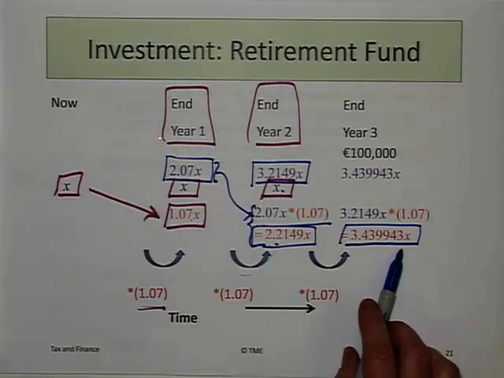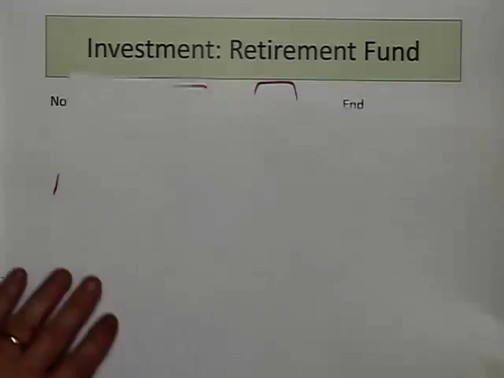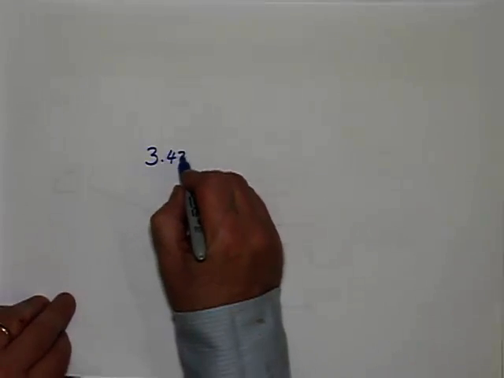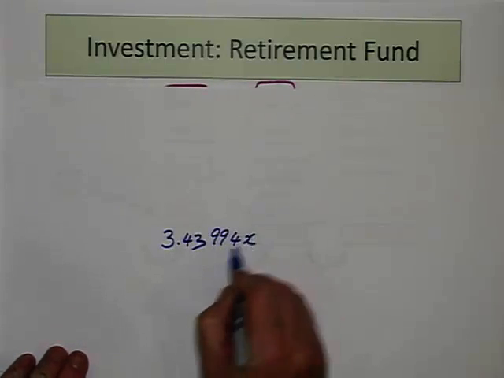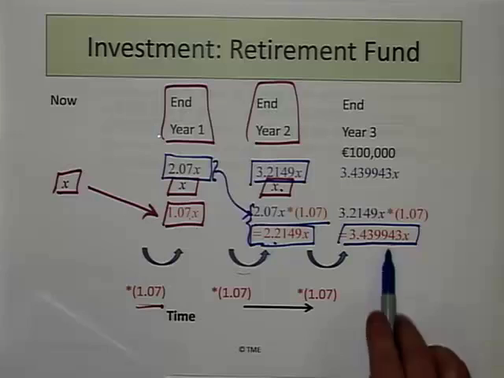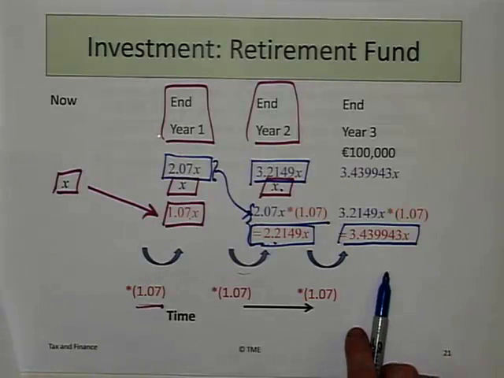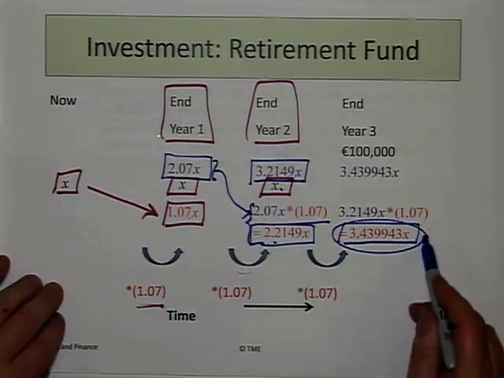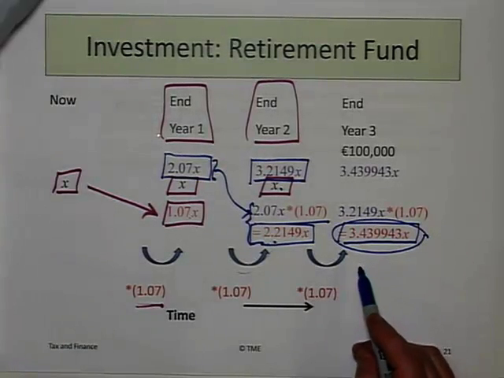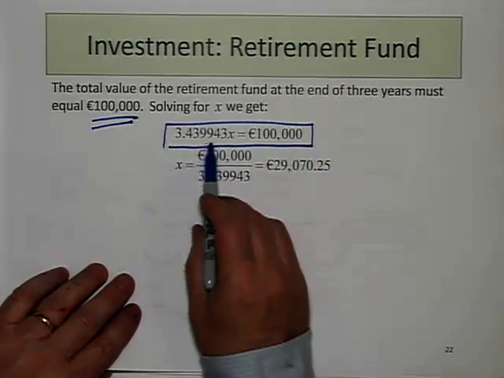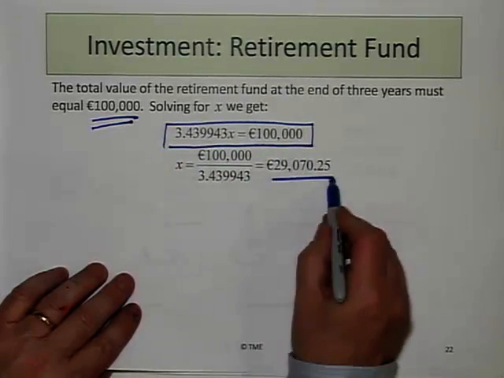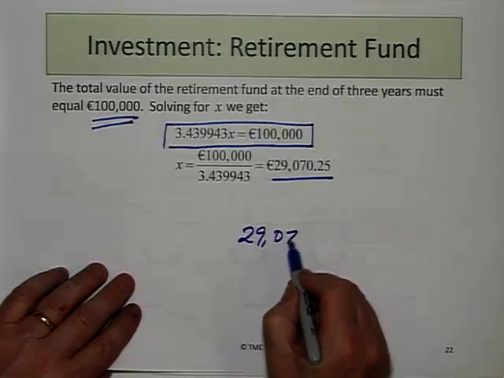3.439943X. So what she has is 3.439943X. But what do we want that to be? Well, Sorika wants 100,000 euro. So this number here has to equal that. So what we get is we say that the 100,000 she was looking for has to be 3.439943X. X has to be 29,070.